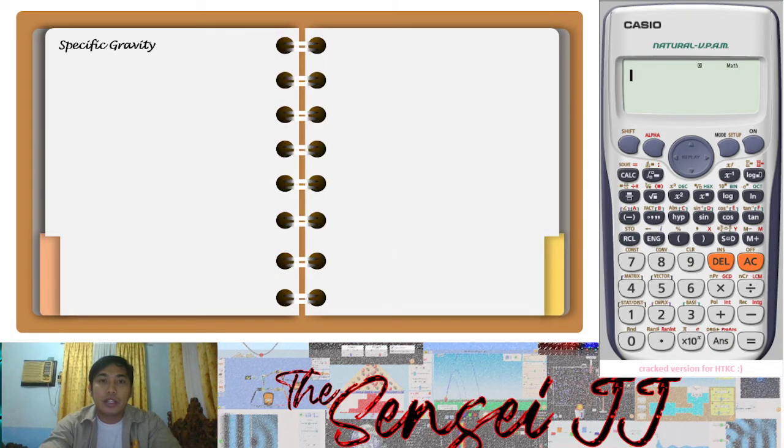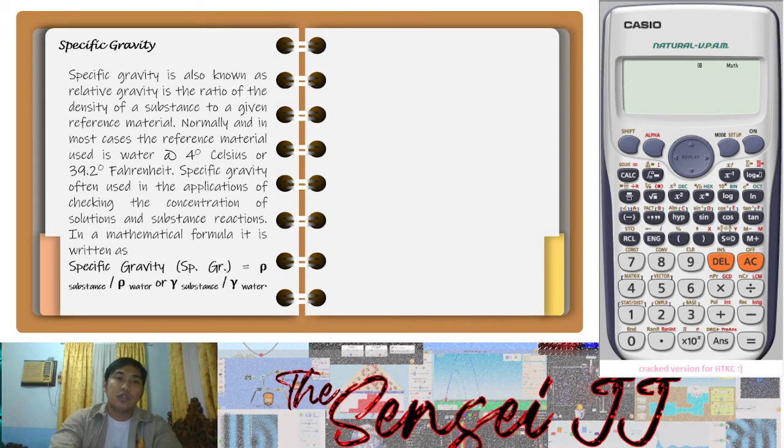Specific gravity is also known as relative gravity. It is the ratio of the density of a substance to a given reference material. In most cases, the reference material used is water. What better reference fluid is there than water? Water is very versatile. You can find it anywhere.